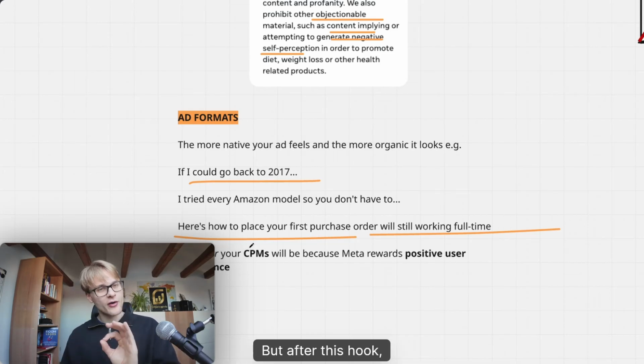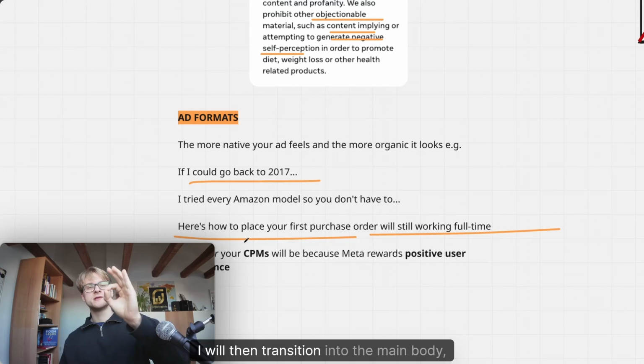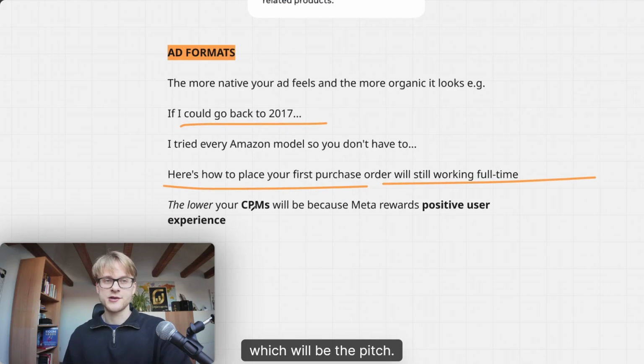But after this hook, what happens, I will then transition into the main body, which will be the pitch.